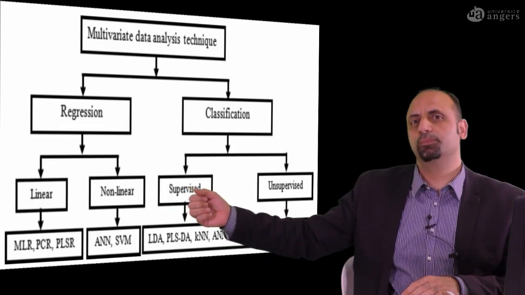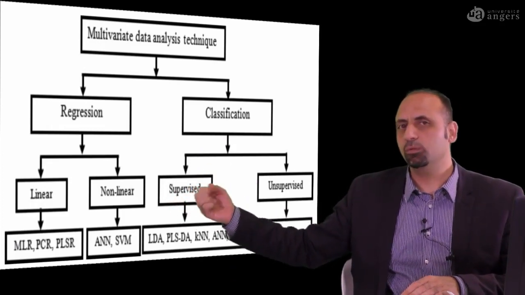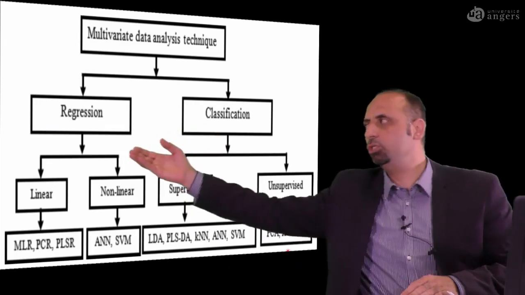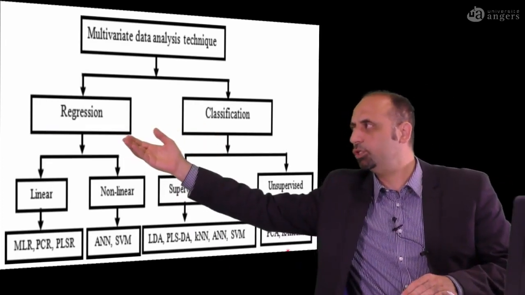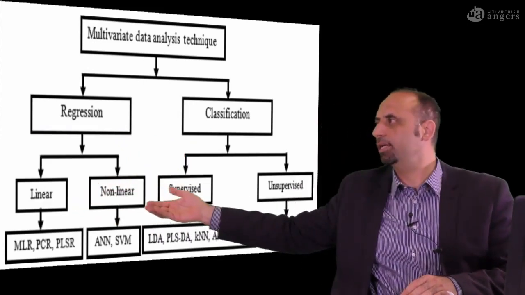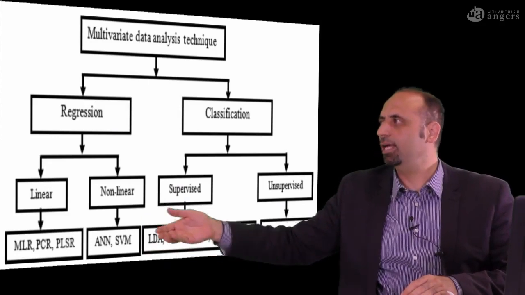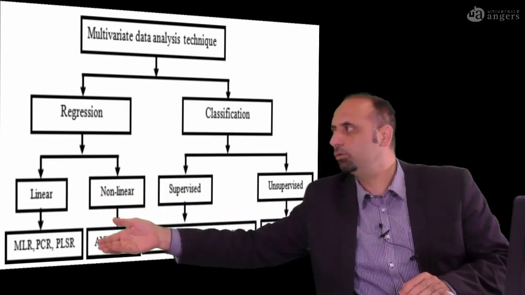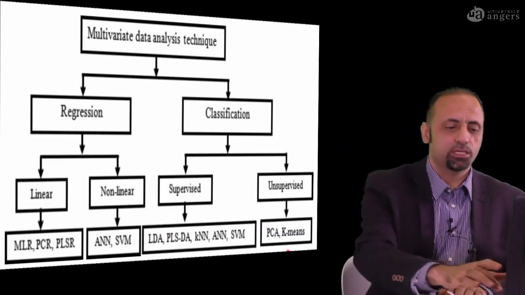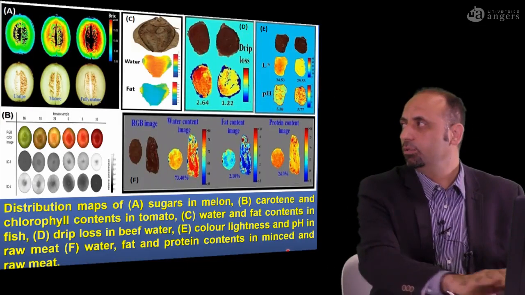With supervised there are a lot of techniques, and with unsupervised, some techniques. If you need to predict something inside your sample or your product, you need to use a regression model. Regression models can also be linear or non-linear. Under non-linear models, you need to consider some models, and for linear models, you need to consider some scenarios to predict some attributes inside your sample.